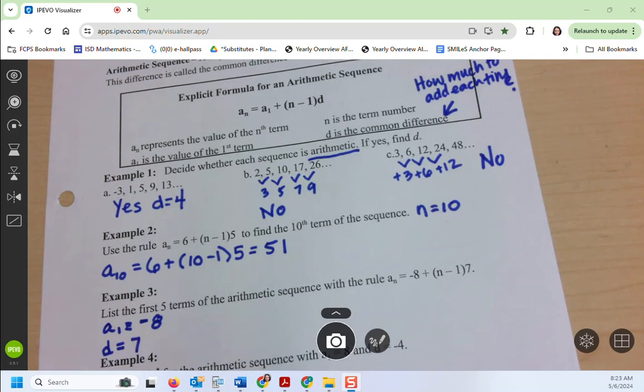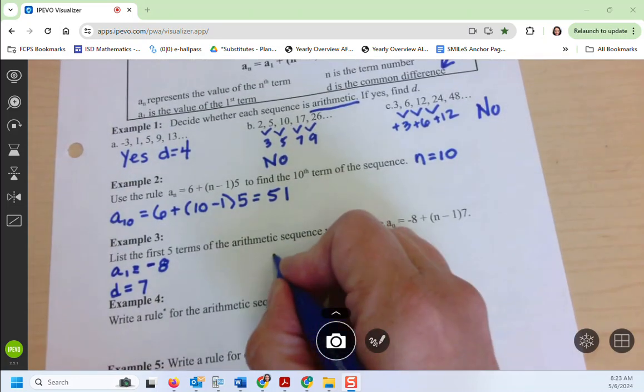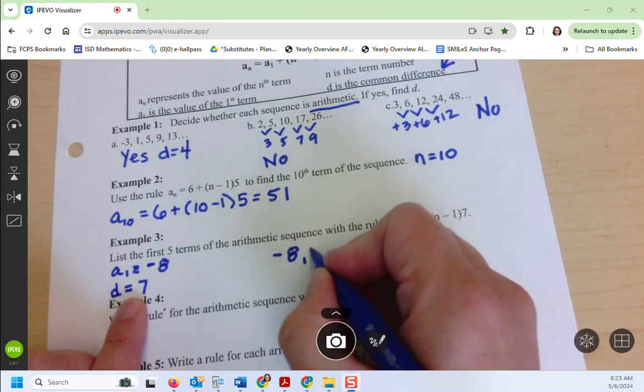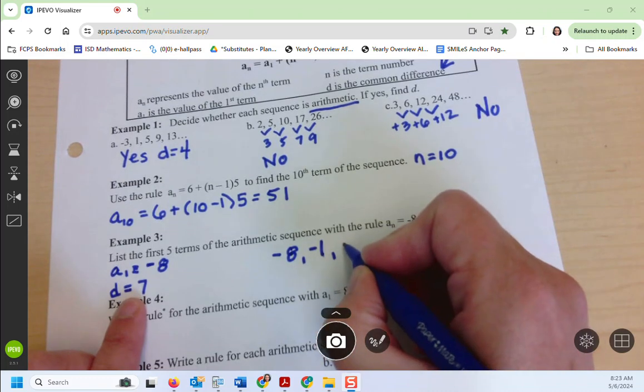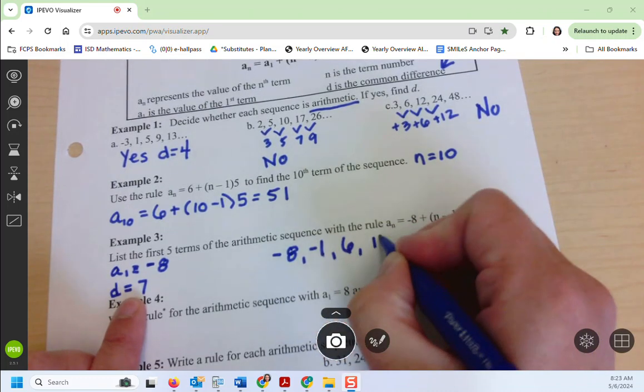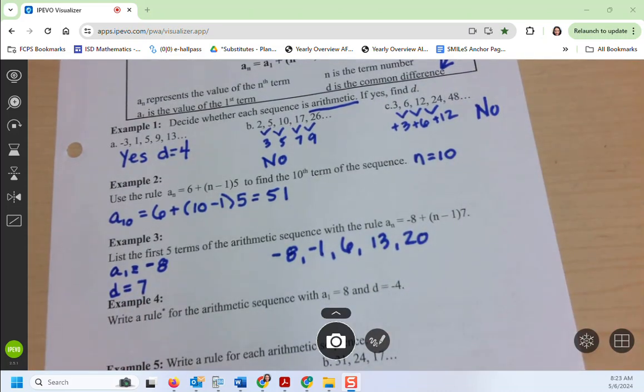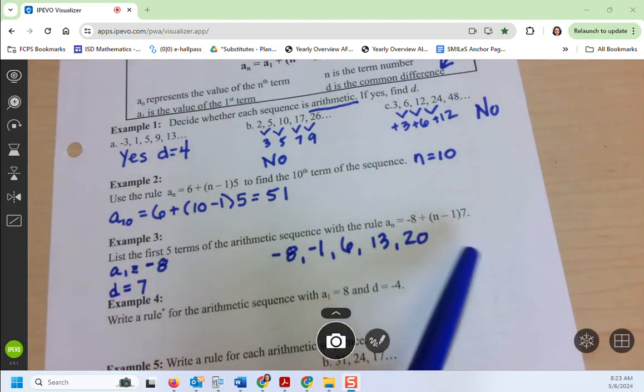So if I want to write the first 5 terms, I know the first one's negative 8, and then I add 7 each time. So add 7 to negative 8, add 7 again. That's one way to do it. If you get stuck and you don't really know how to break up this formula, that's okay, because you could just put in 1 for n, get your answer, put in 2, put in 3, 4, 5, and it'll be the same thing. Same list of numbers. Questions on that? Okay. All right. Example 4.